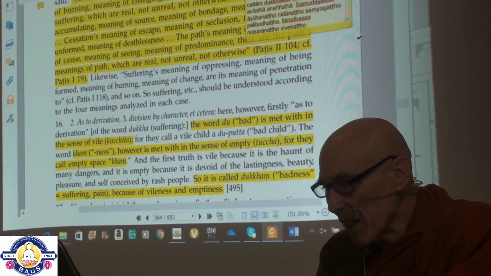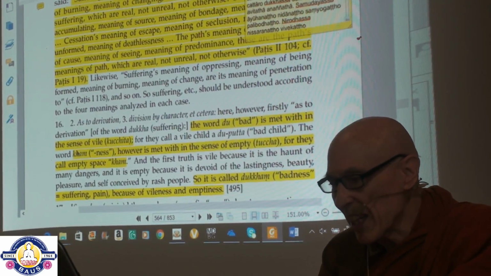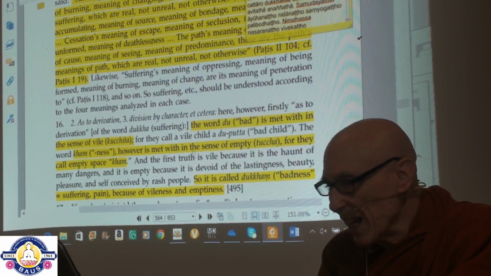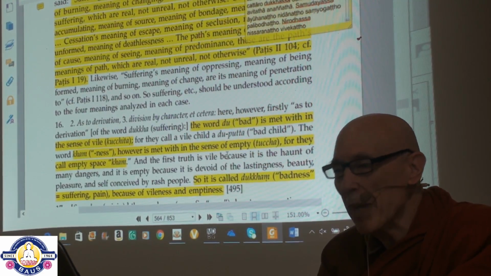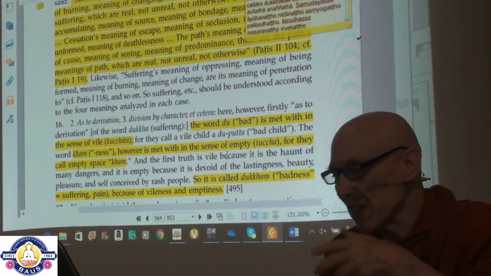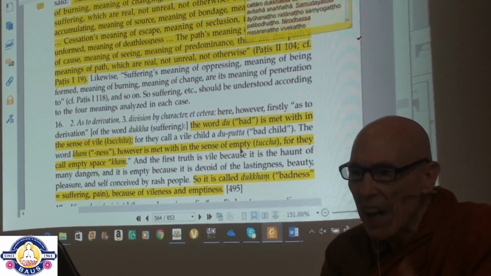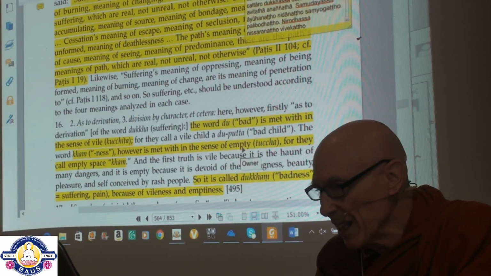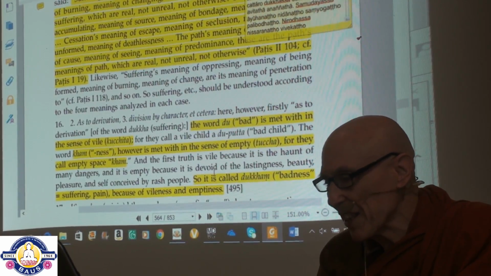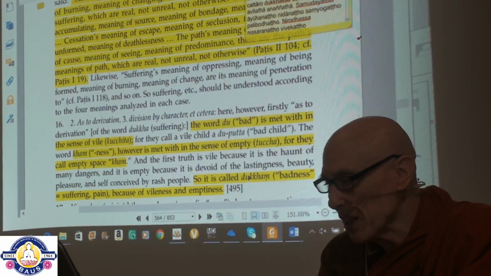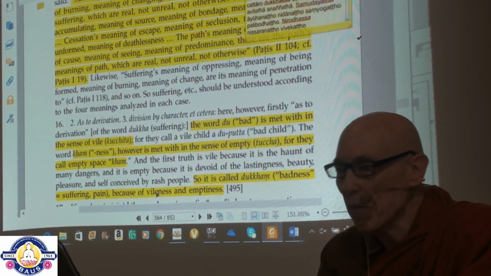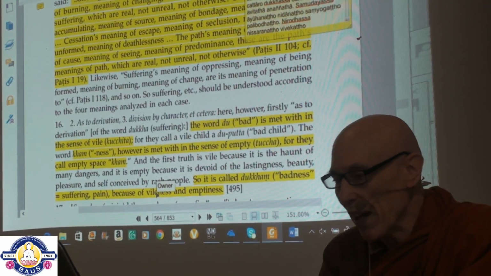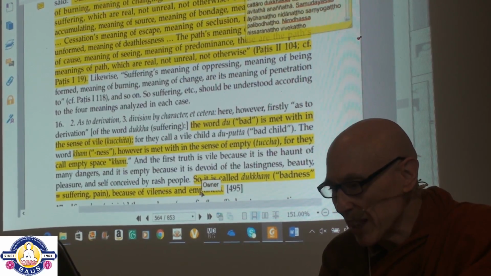And then the Visuddhimagga takes the second part, ka, as having the meaning of empty, not in the sense of sunyata, but as being hollow or insubstantial. And so it says that the first truth is dukkha because of vileness or badness and emptiness.